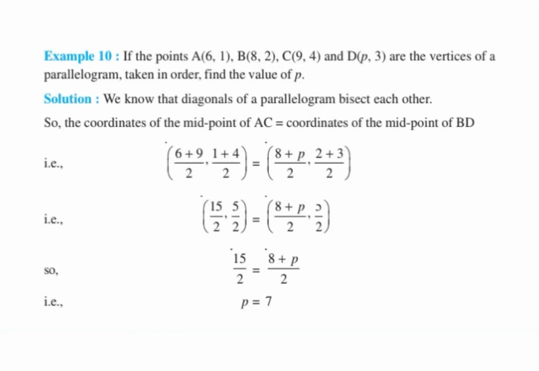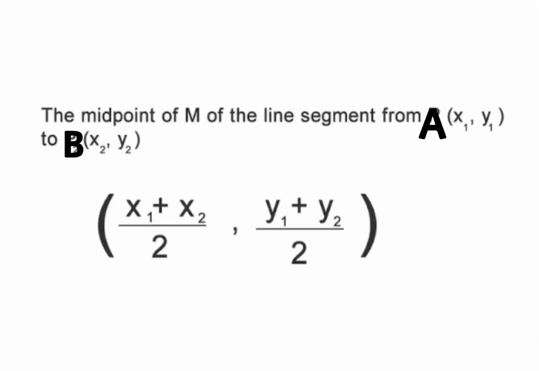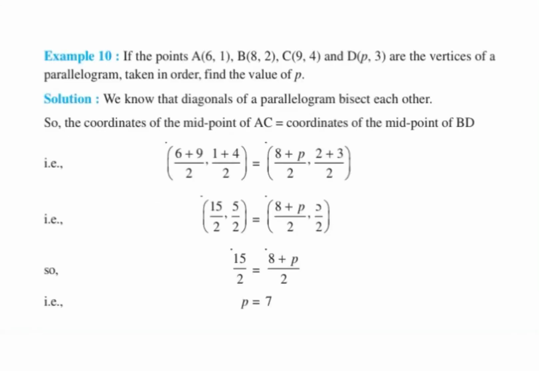You can do it by using the section formula also, by taking m1 upon m2 is equal to 1 by 1, that is m1 is equal to m2 is equal to 1, because midpoint means dividing the line segment into two equal parts. The formula for finding the midpoint M of line segment AB, where coordinates of point A are (x1, y1) and B are (x2, y2), is ((x1 + x2)/2, (y1 + y2)/2). This formula you can use whenever a point is dividing a line segment into two equal parts. So here we will find the midpoint of AC and the midpoint of BD using the midpoint formula.